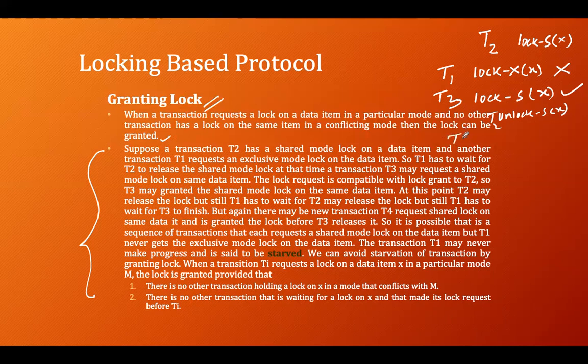Now let's assume that T4 came afterwards and it is looking for a shared lock on X. Do we grant? Yes, we can grant. Now let's assume that T3 has unlocked S on X, but T4 still has a lock on X, so we cannot grant it to T1. The same thing happens again, so T1 will go into starvation.